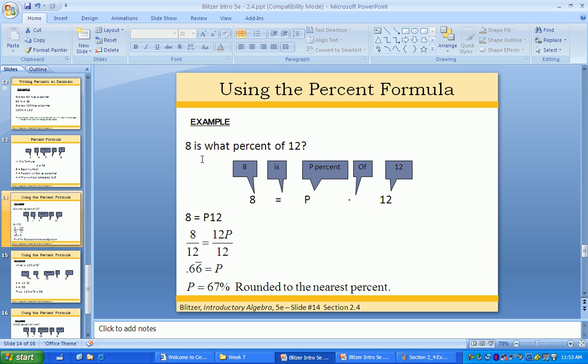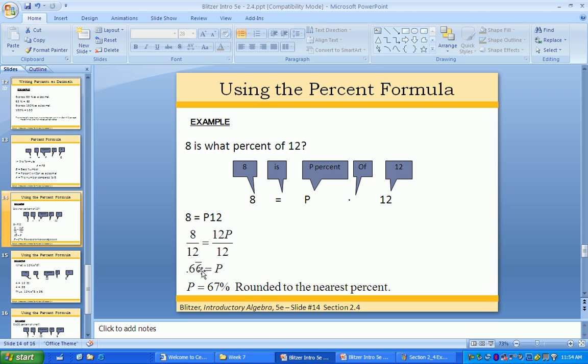So here's an example. 8 is what percent of 12? So here we can see what percent of 12. 12 right here is going to be our base. So we put 12 right here in our base. 8 is our part, the part that we're talking about. So 8 goes here. And they're asking us to find the percent. The percent is P. Obviously we don't have a value for P, so we're going to have to solve for P. So the way we solve for P is we have 8 is equal to 12 times P. We have to divide both sides by 12, and we get 8 over 12 is equal to P.